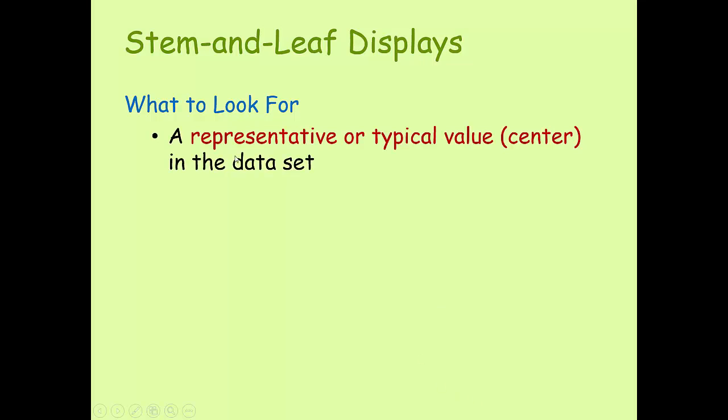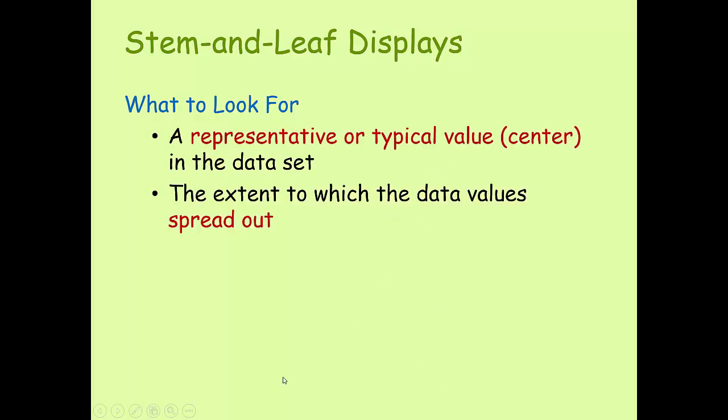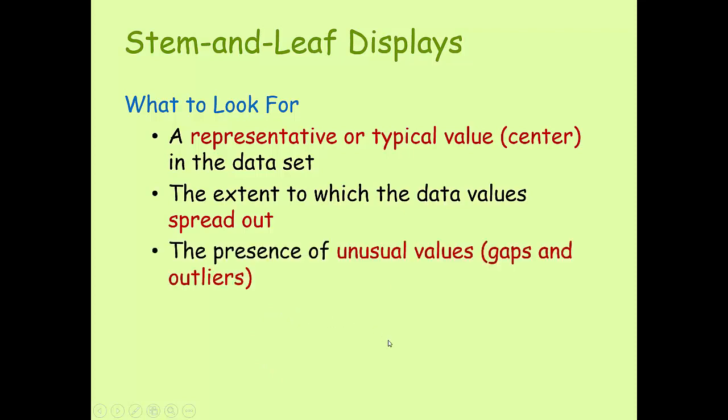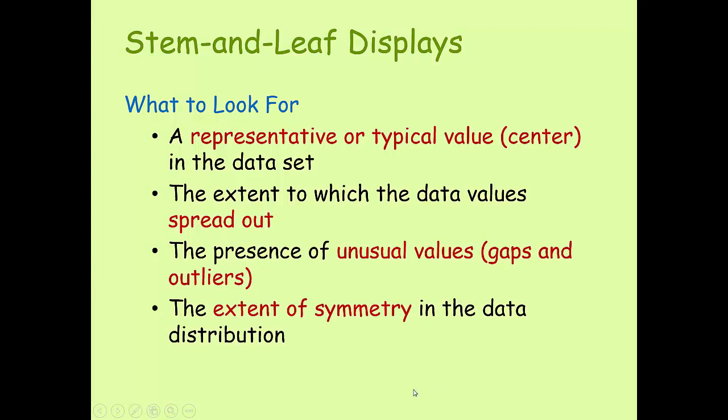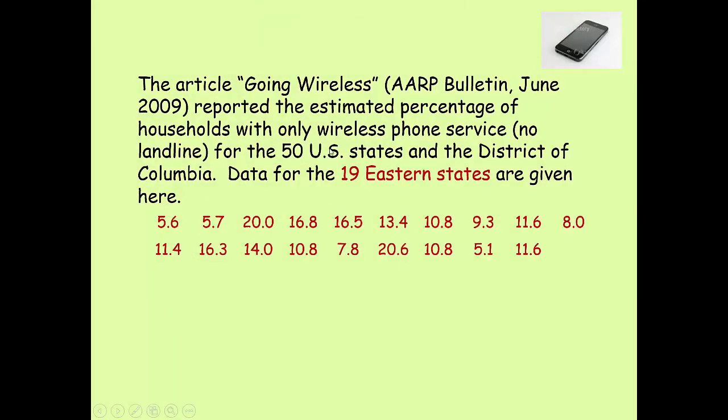What we're looking for is a center, a typical value. We're also looking to see if the data is spread out. We're also looking for outliers, and to see if there's any symmetry, as well as if there are a lot of peaks in the data.